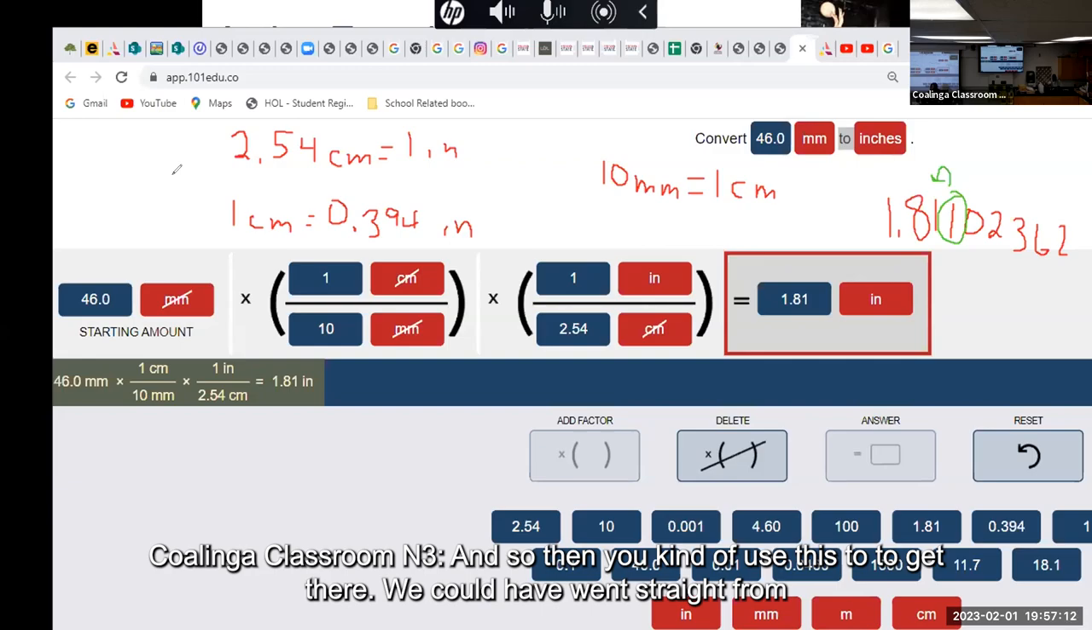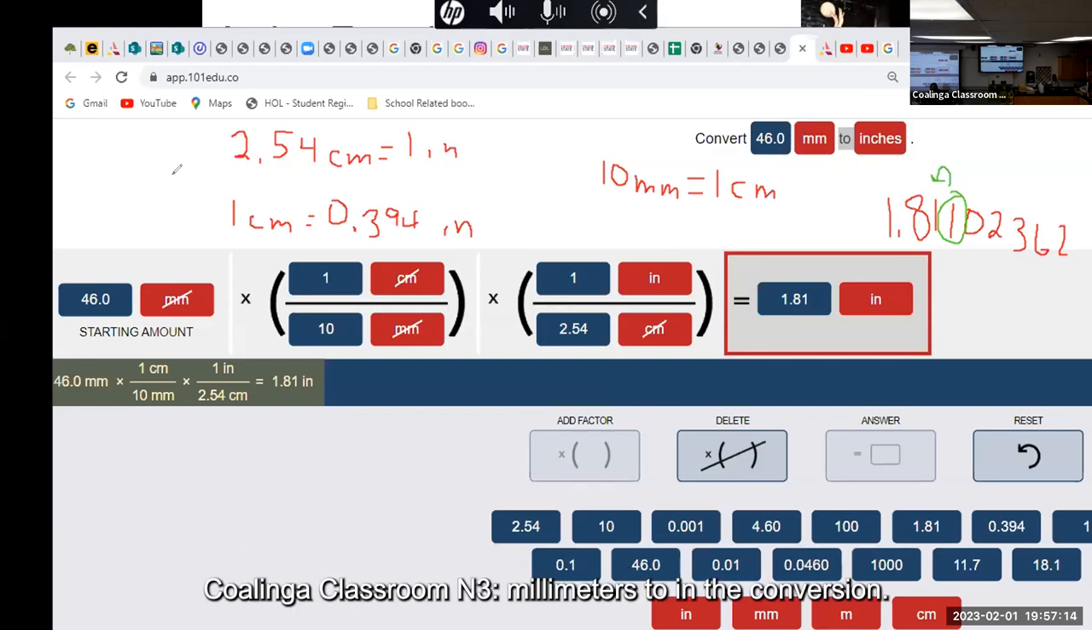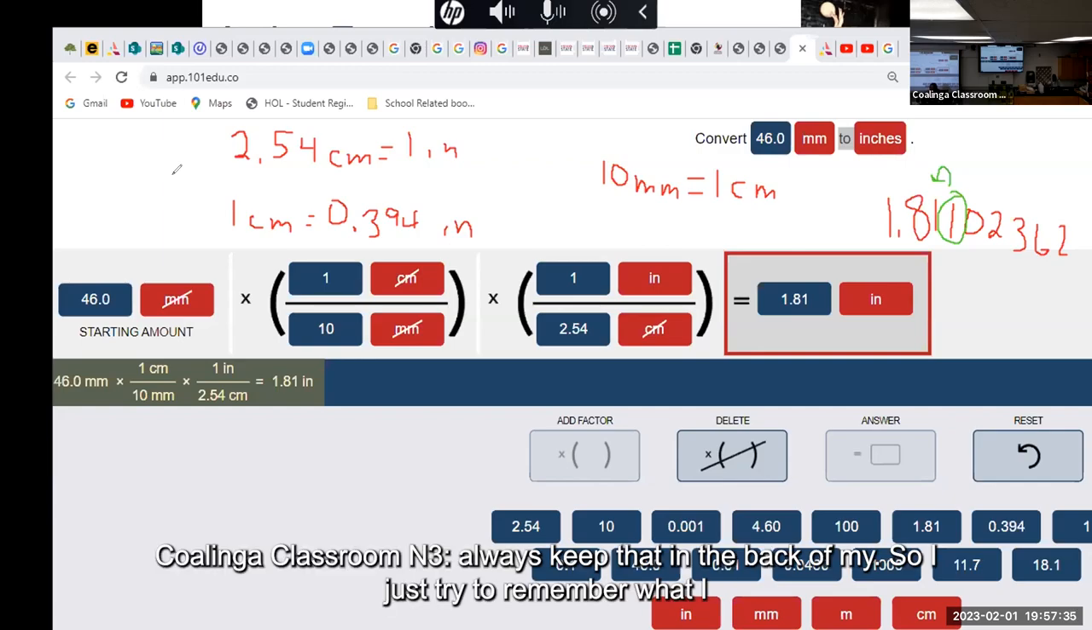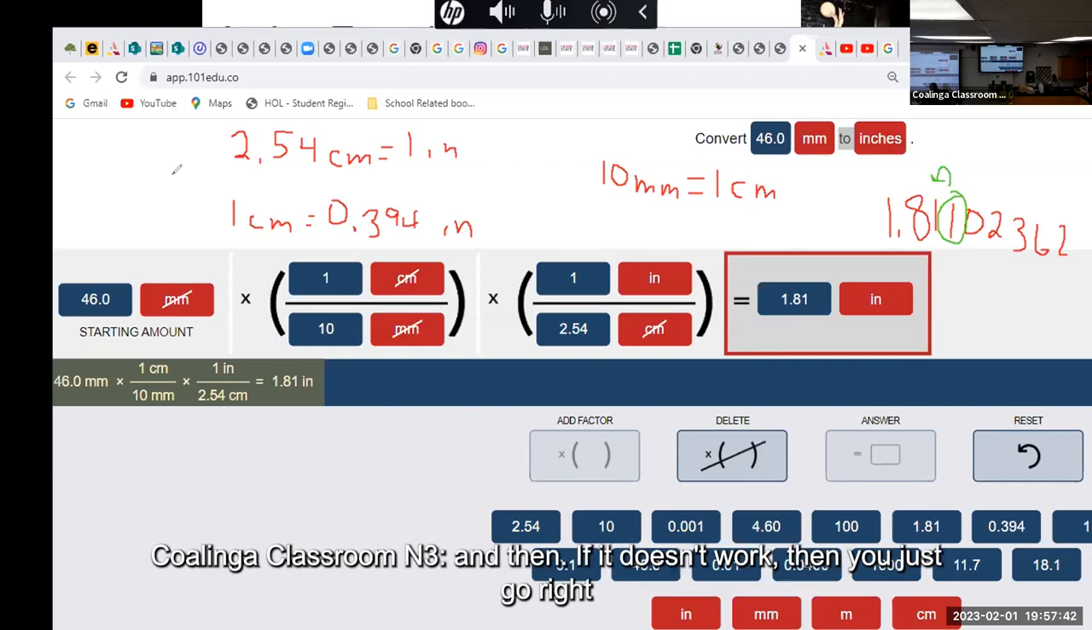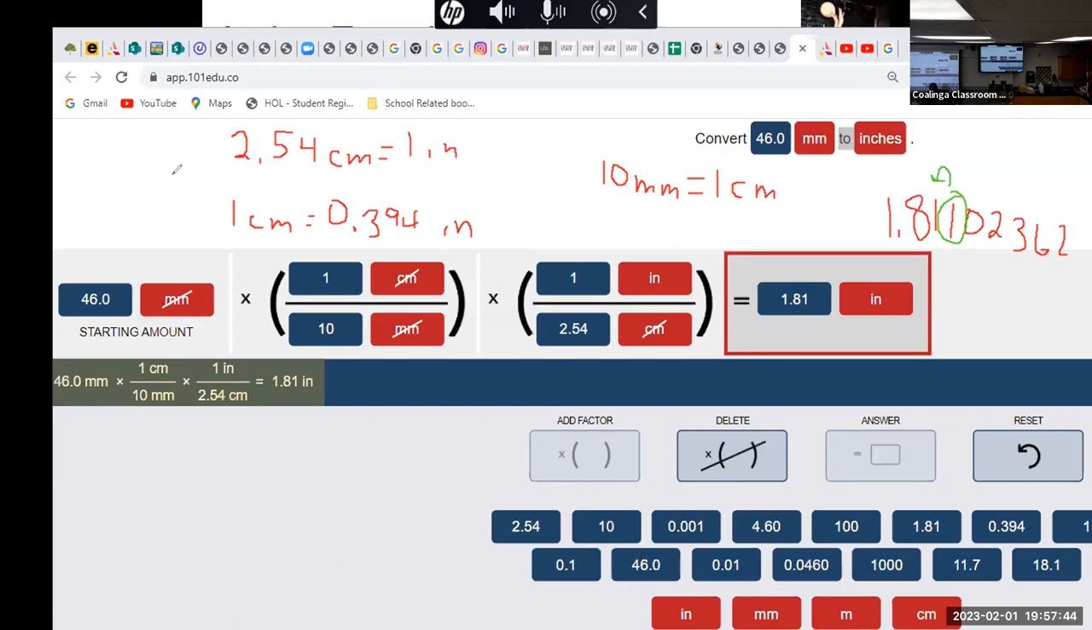We could have gone straight from millimeters to inches if we knew the conversion. But I don't remember that directly, but I remember centimeters. I remember that middle point. And so I said, okay, I have my middle point. But I also remember that 10 millimeters is going to equal 1 centimeter. I always keep that in the back of my mind. So I just try to remember what I know. So always start with what you know. And then if it doesn't work, you use Google, or you use the sheet.